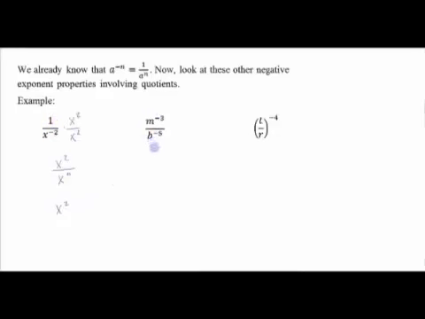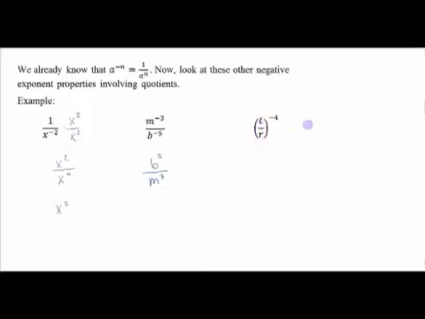The same with this one. M has a negative exponent, so we send it to the other side of the fraction bar and it becomes a positive exponent. B has a negative exponent, so it gets sent to the other side of the fraction bar and the exponent becomes positive.